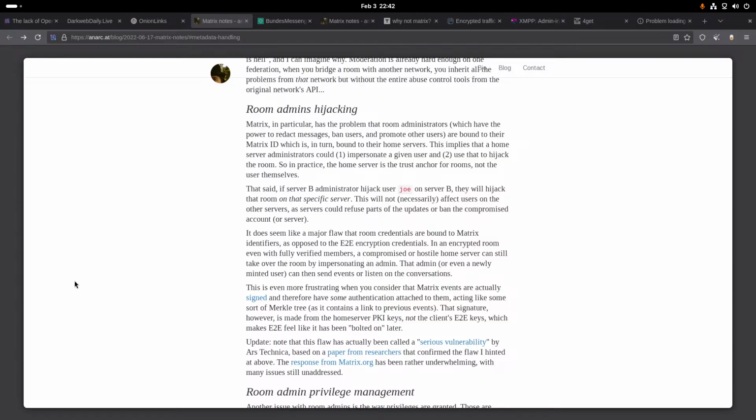This implies a home server administrator could: 1. impersonate a given user, and 2. use that to hijack the room. So in practice, the home server is the trusted anchor for the rooms and not the users themselves.